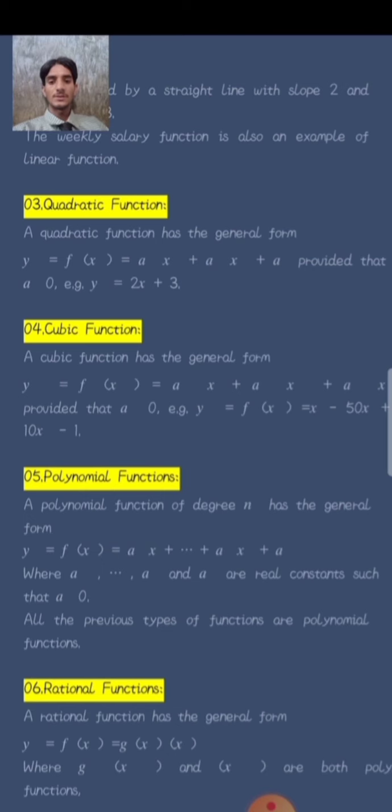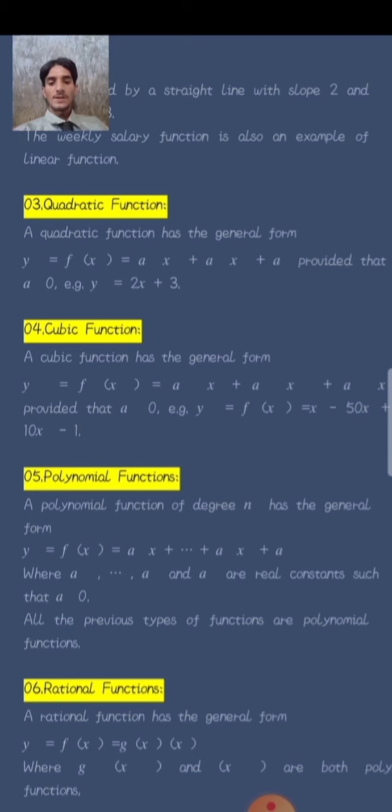Example, y = f(x) = 50x + 10x - 1. Number 5, polynomial function. A polynomial function of degree n has the general form y = f(x) = a_n x^n + ... + a_1 x + a_0, where a_n and a_0 are real constants such that a_n is not 0. All the previous types of function are polynomial functions.